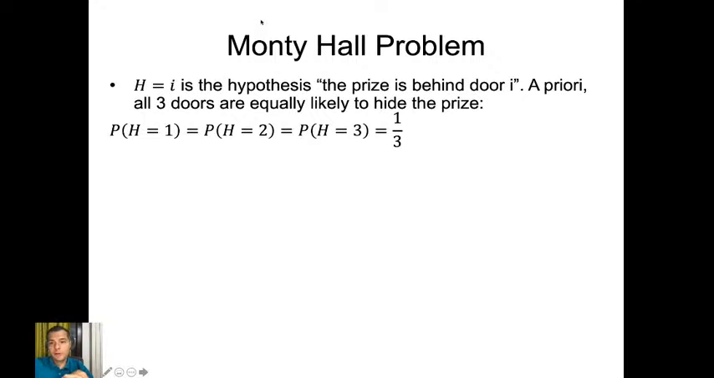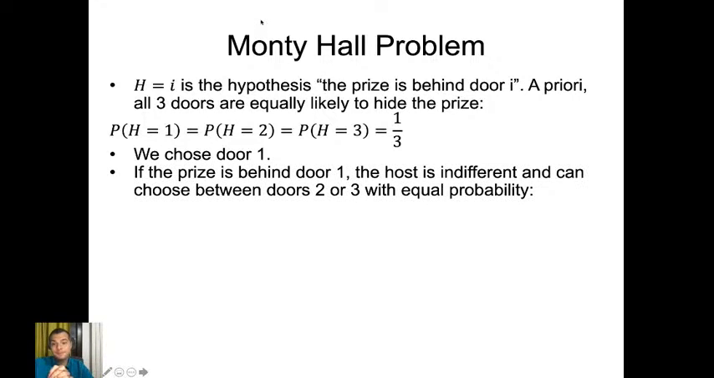the a priori information. Assume that we have the hypothesis that the prize is behind door number i. So this is the hypothesis. A priori, we think that all three doors are equally likely to hide the prize, so each gets a probability of 1 divided by 3. So we choose door number 1.